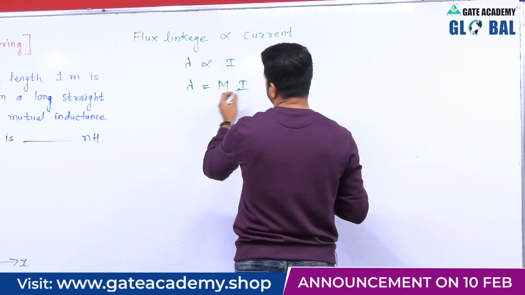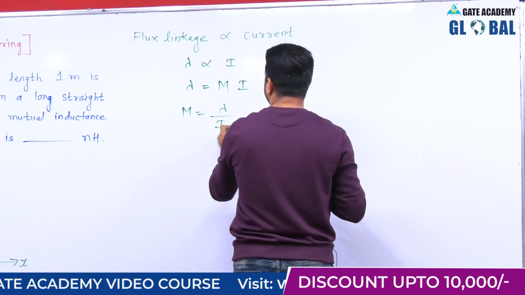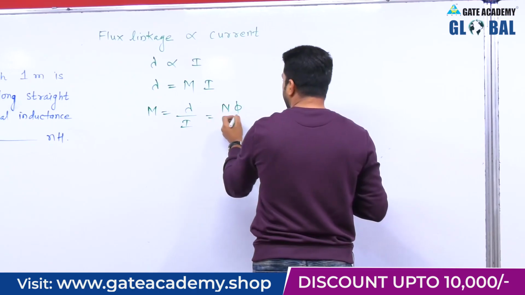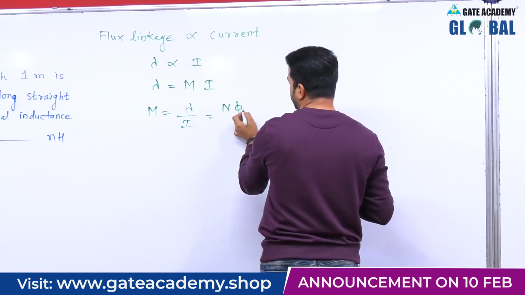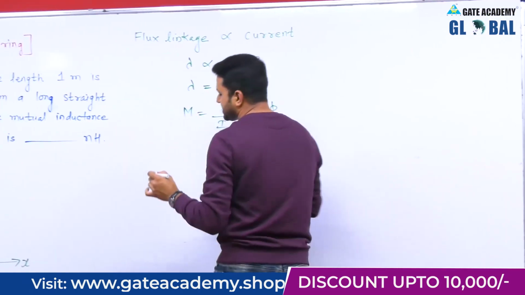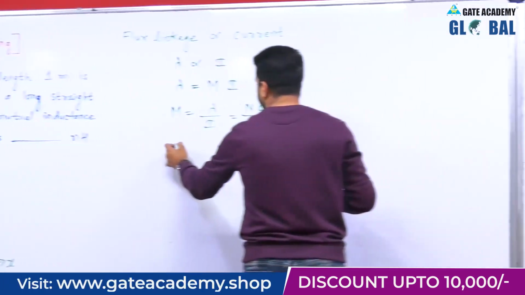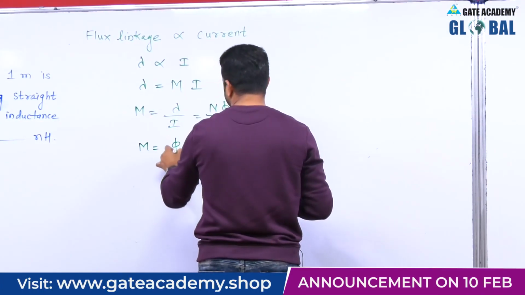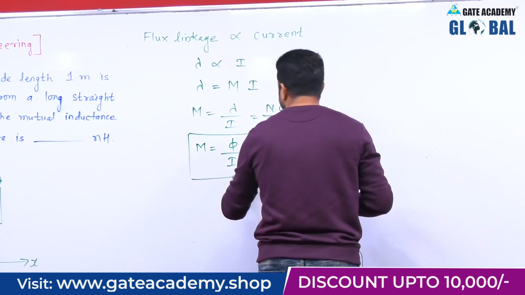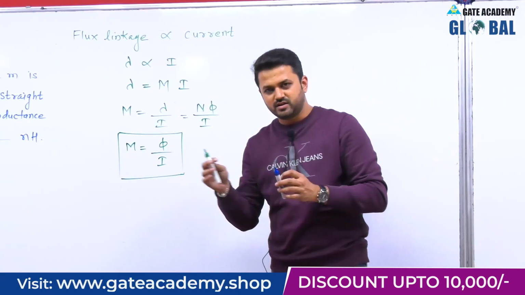So this is M. This M will be lambda divided by I, and the flux linkage is actually the flux passing through the number of turns. So flux is denoted by phi and it is passing through the number of turns, N phi divided by I, and because this square loop has only one turn, the formula of the mutual inductance becomes phi divided by I. So ultimately, if we want to calculate the mutual inductance, we have to calculate the flux.